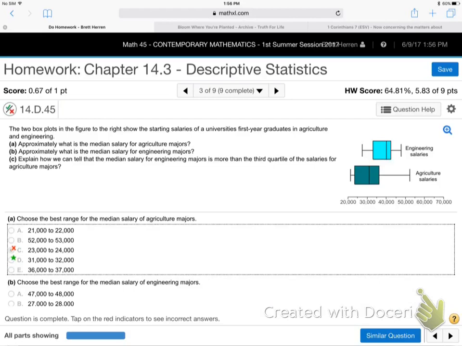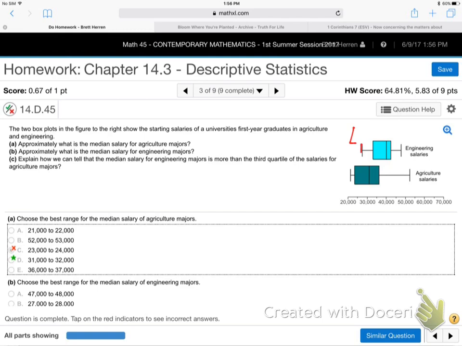Okay, so the purpose of this question is, do you really get what a box plot is? What's that saying? Look at those salaries, the engineering salaries and the architecture. These are the 2 box plots. Starting salaries of a university's first year graduates in ag and in engineering. How do their salaries go? When you look at a box plot, do you know what that means?